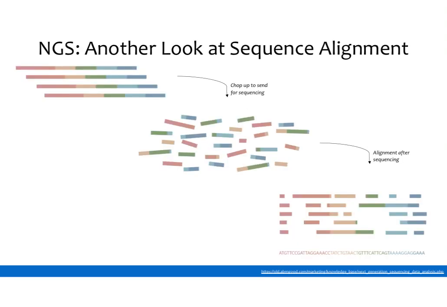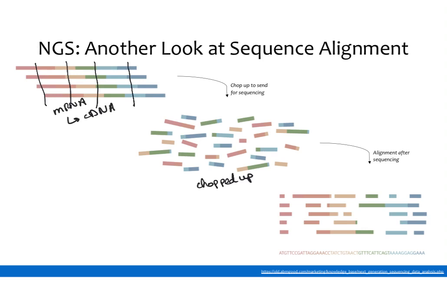So let's just take one more look at the sequence alignment and how it works to make it very clear. So let's say these are original mRNAs, which you've converted into cDNAs. So these are original DNA pieces that you want to sequence. To send them for sequencing, you're going to chop them up so the sequencer can handle them a little better. So now you have all these chopped up fragments that you're sending for sequencing.